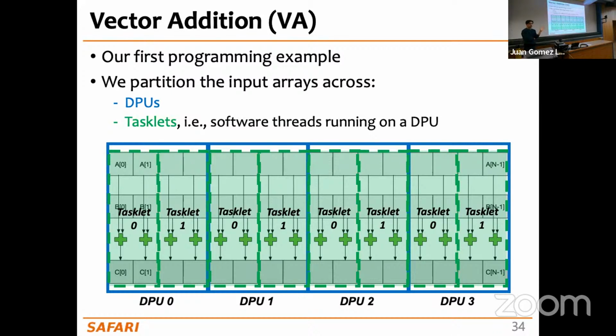Remember that each DPU has an SRAM memory that is called WRAM for operands. This SRAM memory is accessible by all tasklets. And there they can keep their own private data, or they can also keep shared data that is accessible by all the different tasklets. So we will see how to do that.